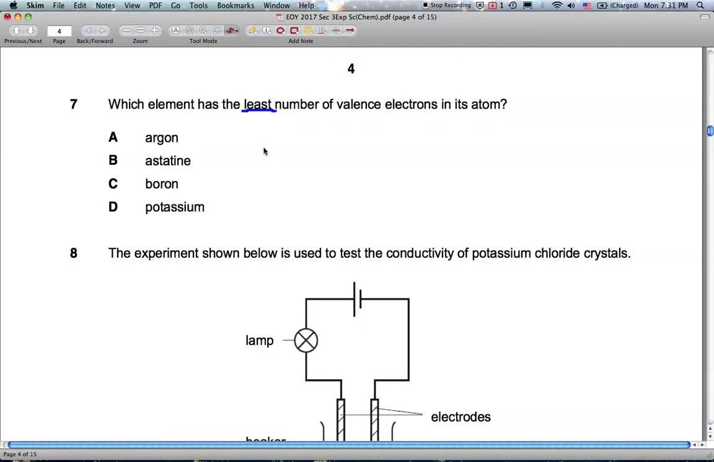So for argon, argon is in group 0 and it has 8 valence electrons. Astatine is in group 7, so it has 7 valence electrons. Boron is in group 3, so it has 3 valence electrons. Potassium is in group 1, so therefore it has 1 valence electron, because the number of valence electrons corresponds to the group number. Okay, so in this case, our answer is D.